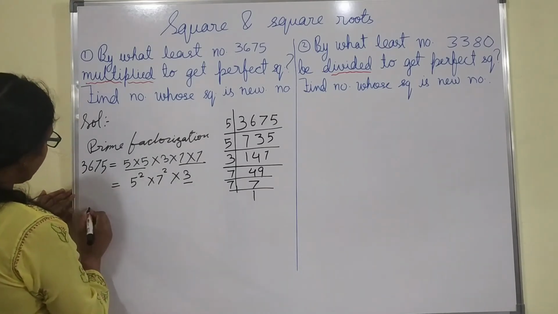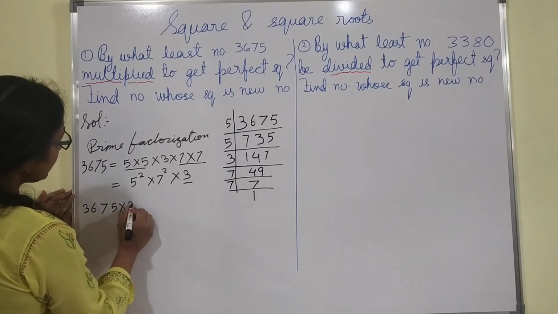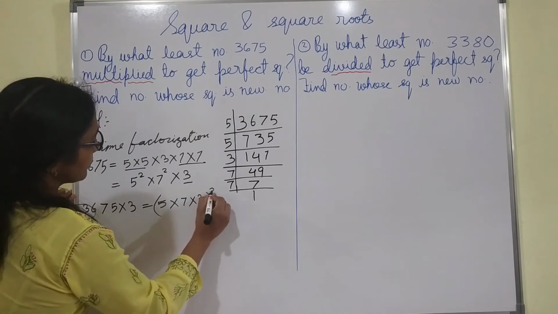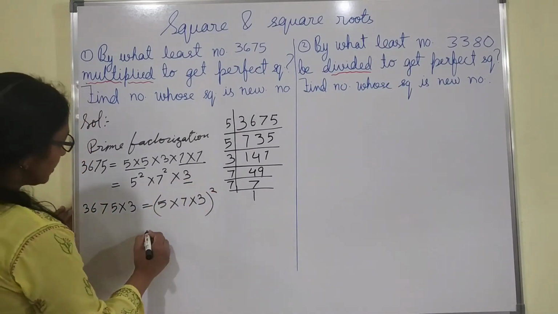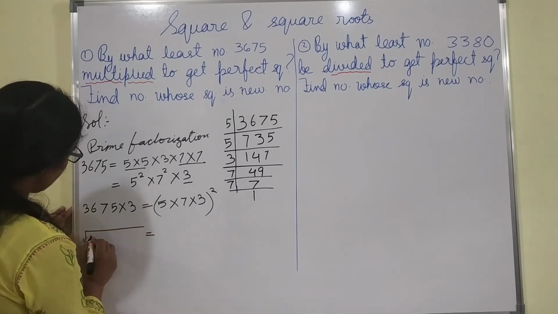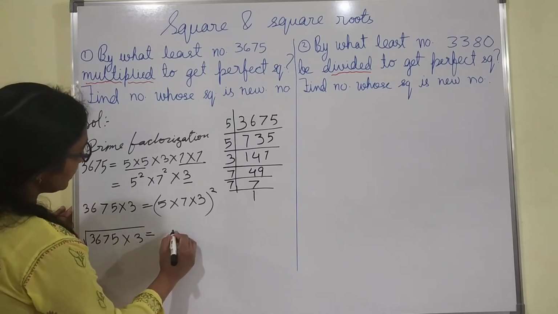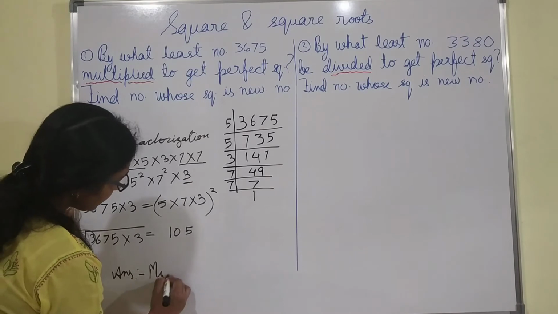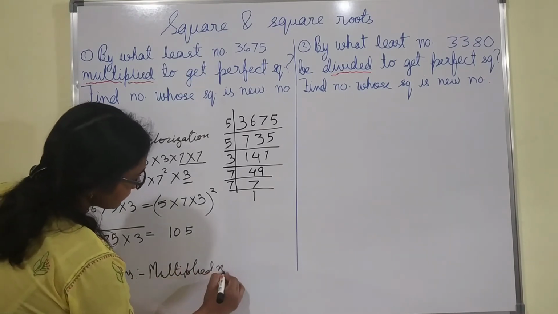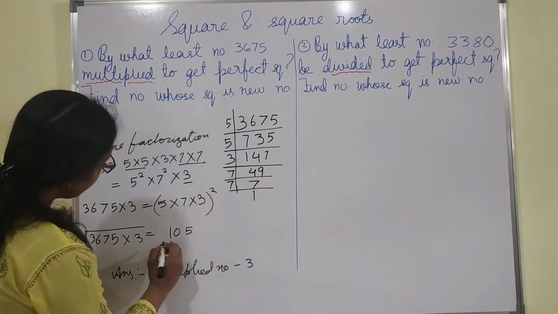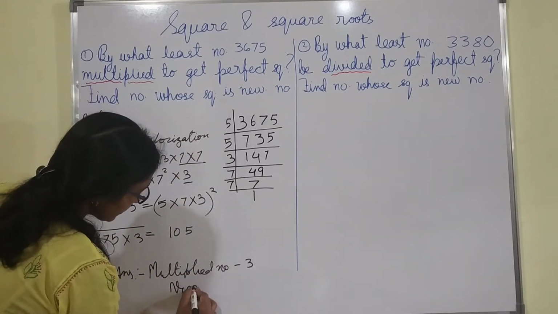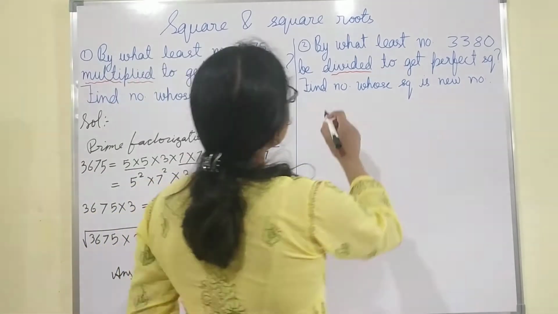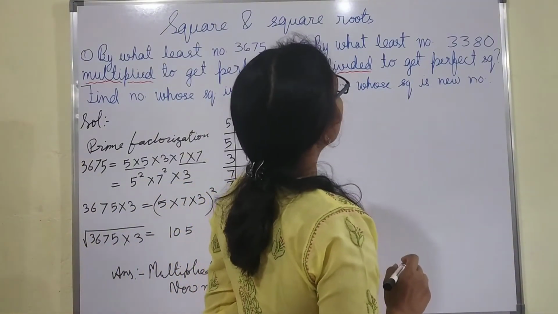Now, to make it a perfect square, we will multiply both sides by 3. Thus we get the square root of this number, 3675 into 3, equals 105. So our first answer, the multiplied number, is 3, and the square root of the new number is 105.